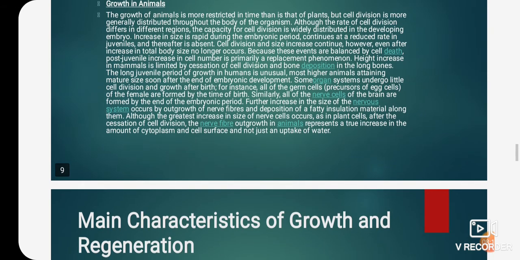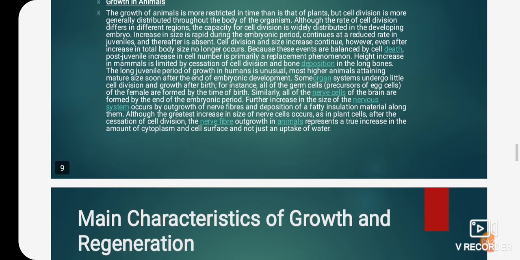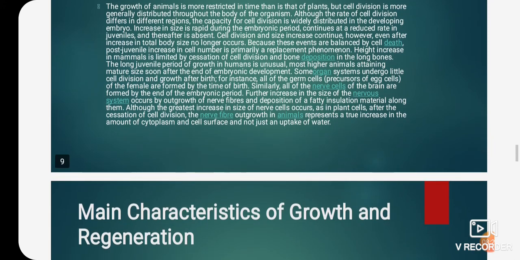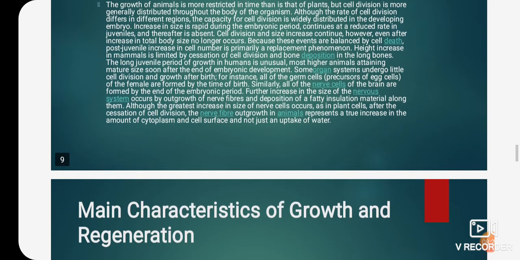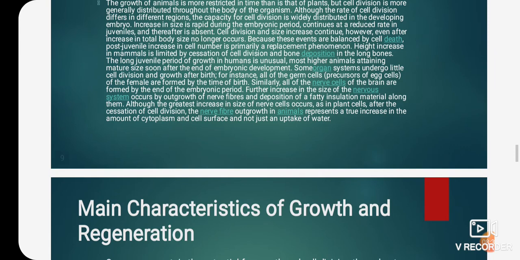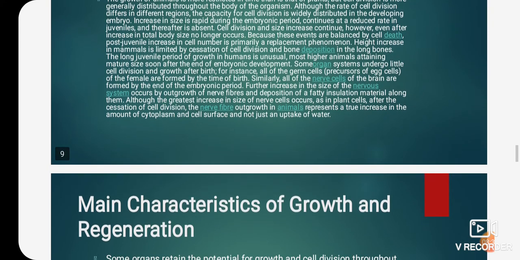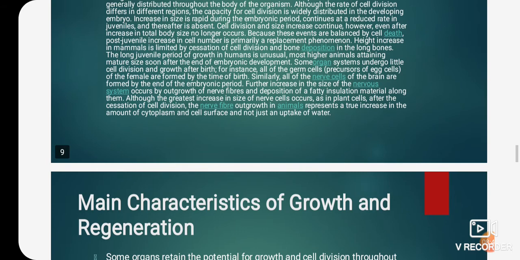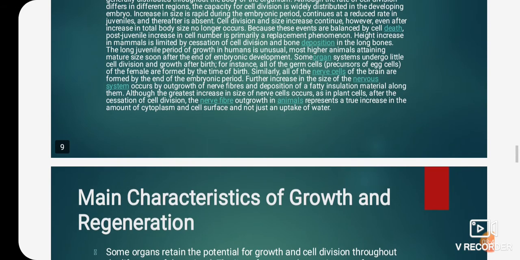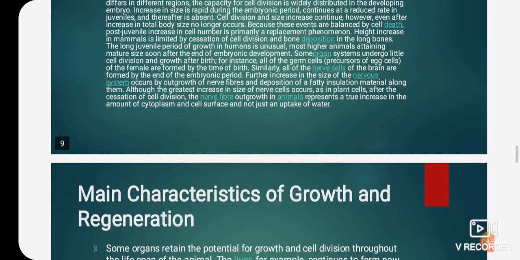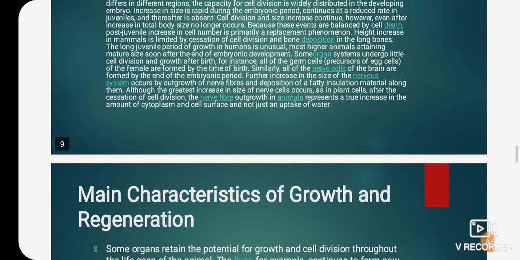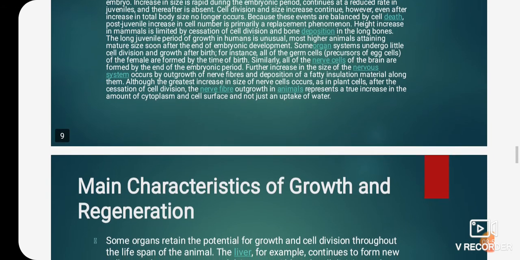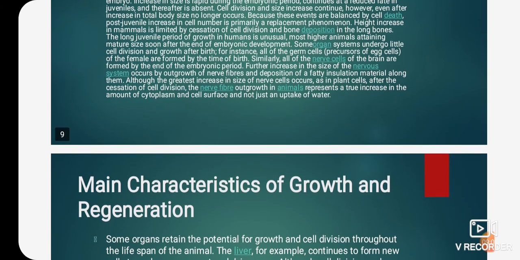Further increase in the size of the nervous system occurs by outgrowth of nerve fibers and deposition of a fatty insulation material along them. Although the greatest increase in size of nerve cells occurs as in plant cells, after the cessation of cell division, the nerve fiber outgrowth in animals represents a true increase in the amount of cytoplasm and cell surface and not just an uptake of water.